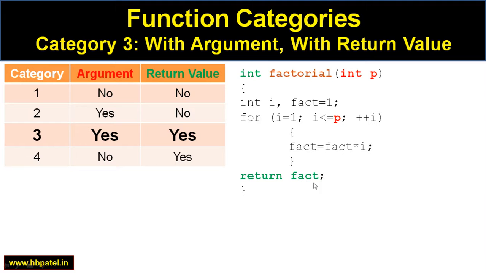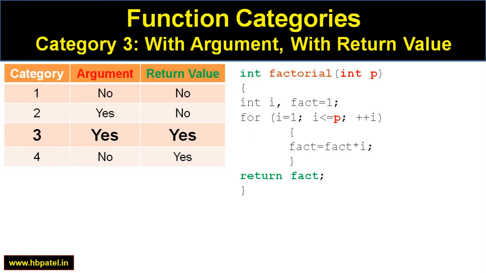So because fact is of type integer, we are writing int over here. So factorial is a function name having one argument, written with the argument. So one argument of type integer, and it returns one value of type integer. So factorial is a function with one argument and one return value.